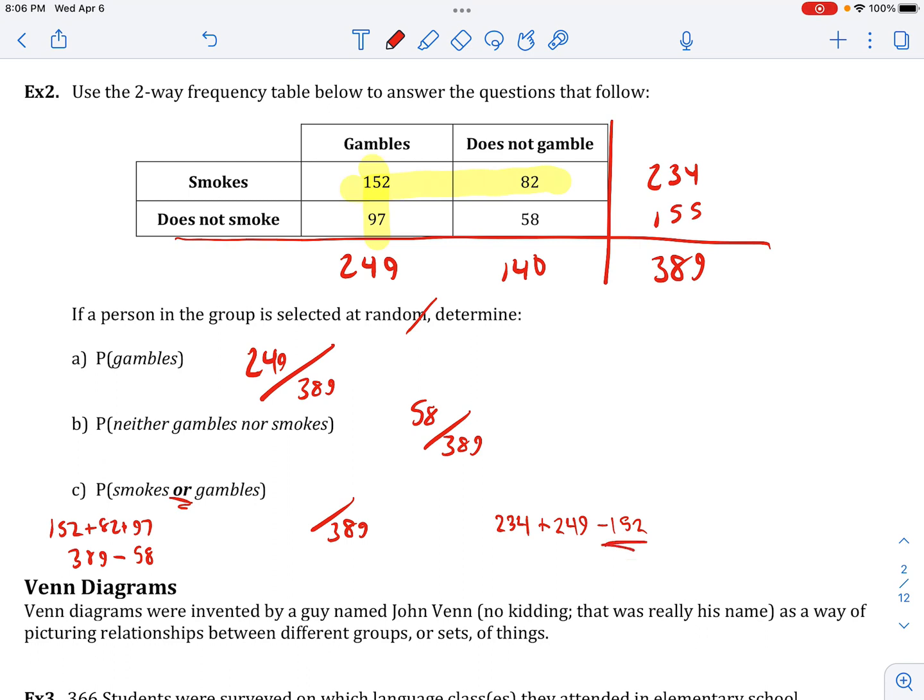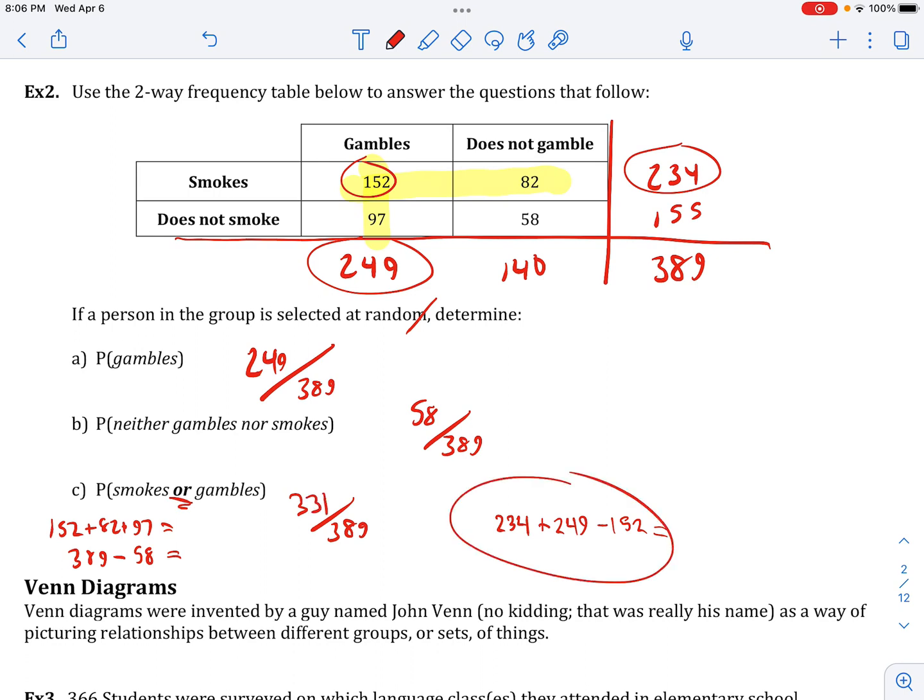Okay, so why did I subtract it here? I subtracted it here because if I add 234 plus 249, I would have counted that 152 twice, and I only want to count them once. Anyway, you'll realize that in all three of these ways to calculate that, you're going to come up with 331 no matter what. So they are all equivalent.